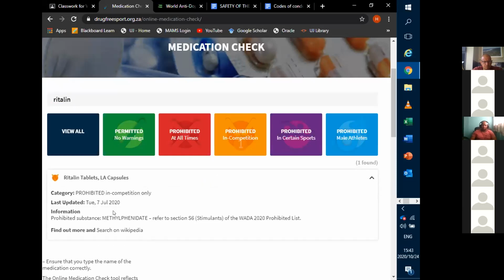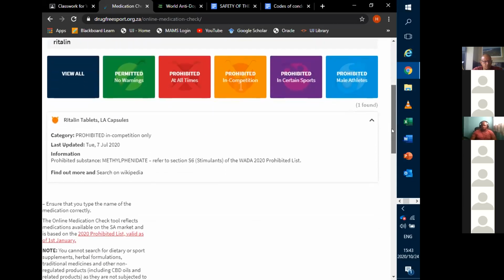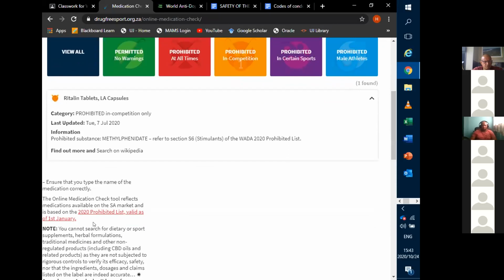And the last update was on the 7th of July, and this is the prohibited substance in it. Okay, which means that everybody who takes Ritalin for school reasons needs to have a therapeutic use exemption, the TUE, correct, especially during competition. Okay, so this is very, very important.